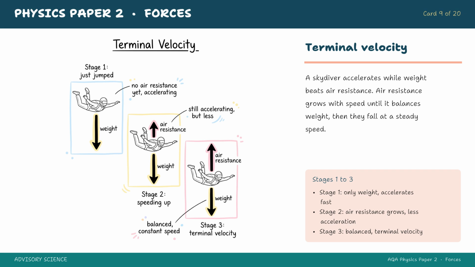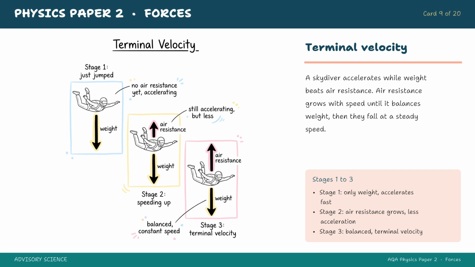Stage 3, terminal velocity. Eventually, the upward air resistance force perfectly matches the downward pull of gravity. The forces are now completely balanced, and the resultant force is exactly zero. This is Newton's first law. Because the forces are balanced, there's zero change in speed. The skydiver stops accelerating entirely and drops at a steady, maximum constant speed. This is called terminal velocity, and it creates that flat horizontal line on a velocity time graph.